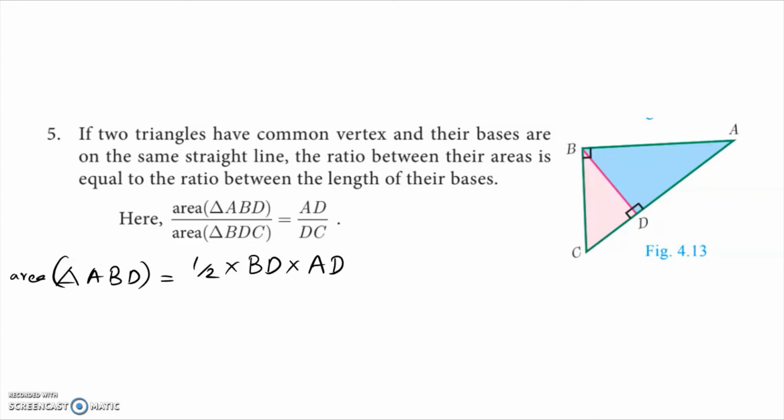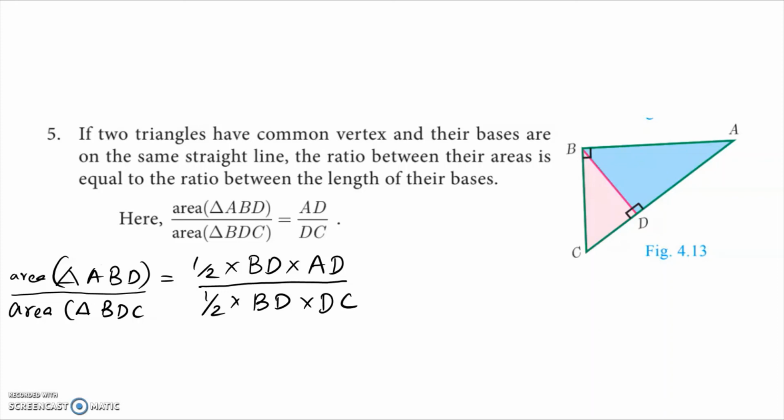All right. And if I'm going to divide this by the area of triangle BDC, that will be half into BD, which is the height, times CD or DC. Okay. Now can you see BD and BD will be cancelled? Half and half will be cancelled. So you're left with AD over DC. So that proves our theorem.